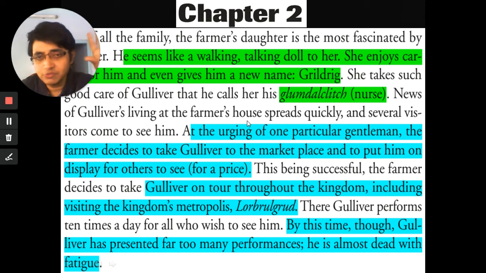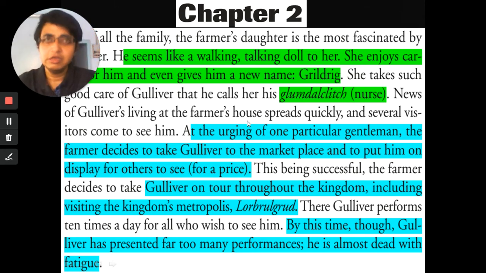So Gulliver becomes an object of commodification. He has been objectified. যাকে দেখিয়ে, যাকে বিক্রি করে আলাদা করে টাকা উপার্জন করা যেতে পারে। Now, this being successful, the farmer decides to take Gulliver on tour throughout the kingdom, including visiting the kingdom's metropolis called Lorbergrad. Now there Gulliver performs 10 times a day for all who wish to see him.